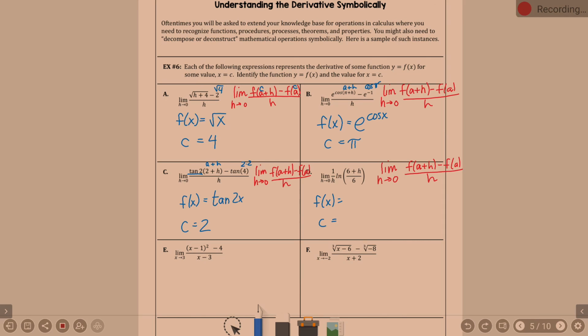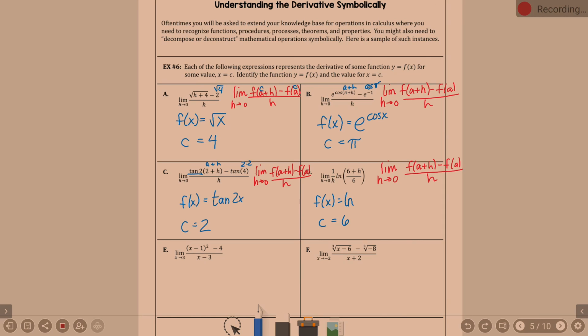I will agree with C is 6. Is natural log just ln? What are you saying f of x is? ln, like natural log. ln of what? x over 6. Natural log has no base, it's base e. You have to give me a variable or something. You can't just say ln, you can't do ln without something inside. Yeah, natural log of x over 6.